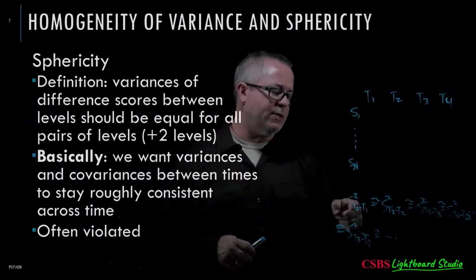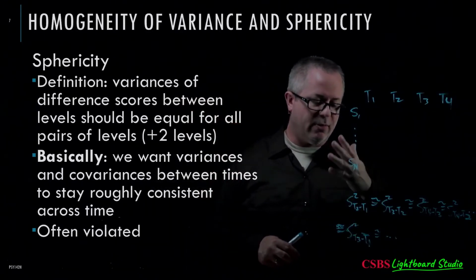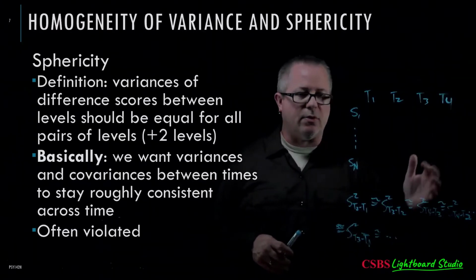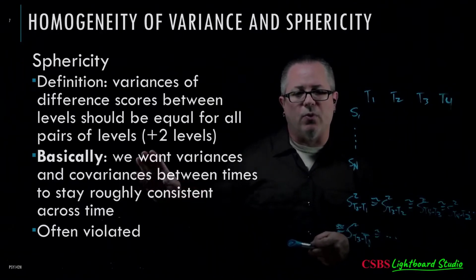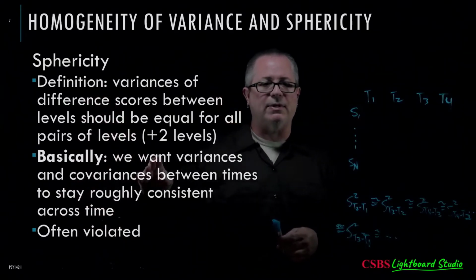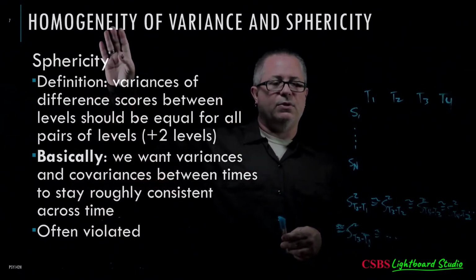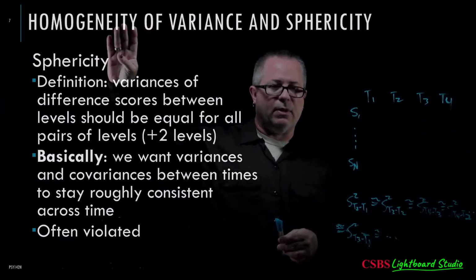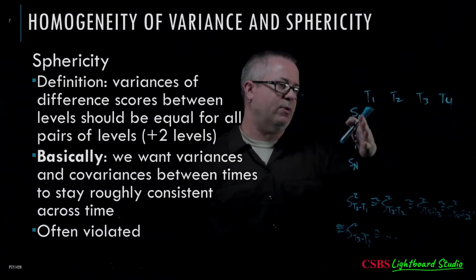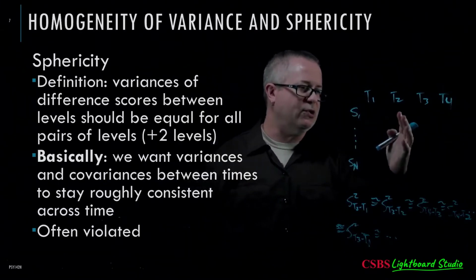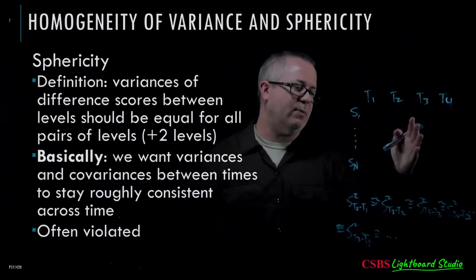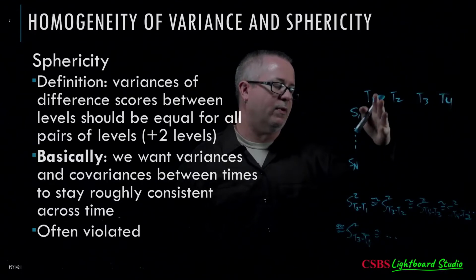It's just the idea that differences between time points, whatever the variability is in how people change, that variability should stay consistent for all pairs of levels. So basically, we want variances and covariances between times to stay roughly consistent, right? The reason it's variances and covariances is because we still are assuming that the variance is going to stay roughly equal, the homogeneity of variance assumption. So adding this in, we want not only the variability of each of the times to stay consistent, but also the changes, which also means the sort of covariances somewhat. Right, so we want there to be consistent change across time, and we want the variability to stay consistent across time.